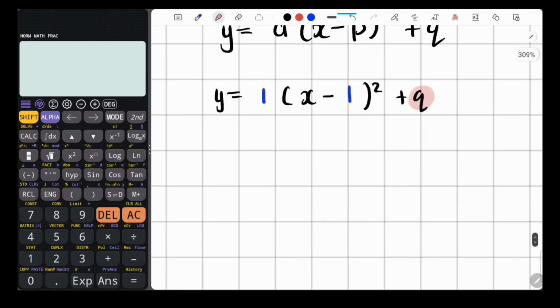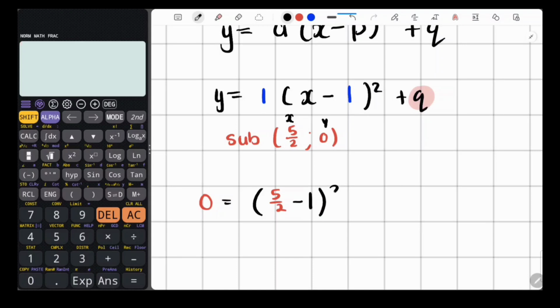So let's go ahead and do that. We're going to substitute 5/2 and 0. And of course, we're substituting this as this is our x value and that's our y value. Okay, so we're going to say that 0 is equal to, and then I'm not going to rewrite the 1 because 1 multiplied by anything really just stays the same. So I'm going to just start with the bracket. And so we have the 5/2, then minus 1 all squared plus q.